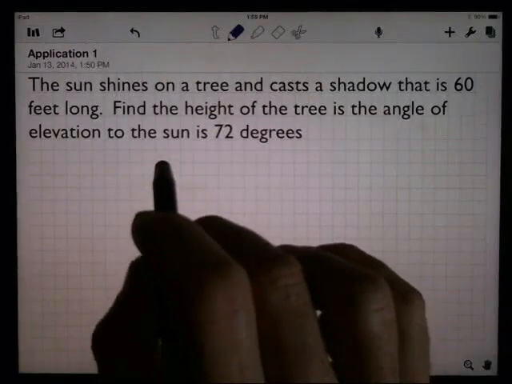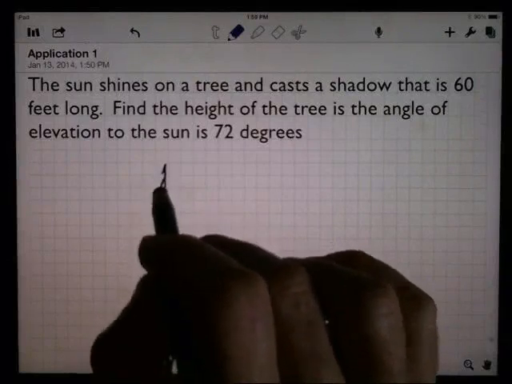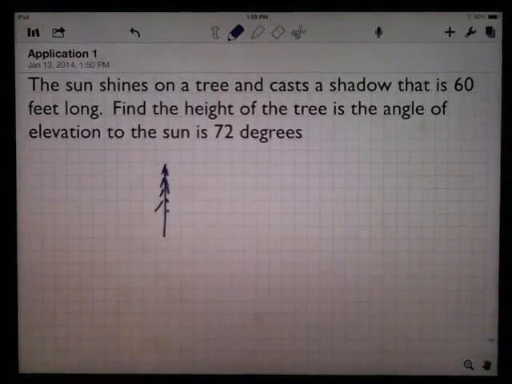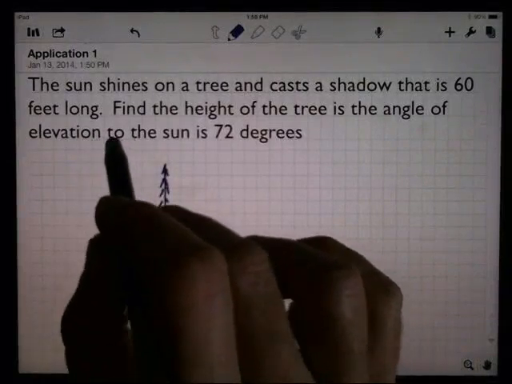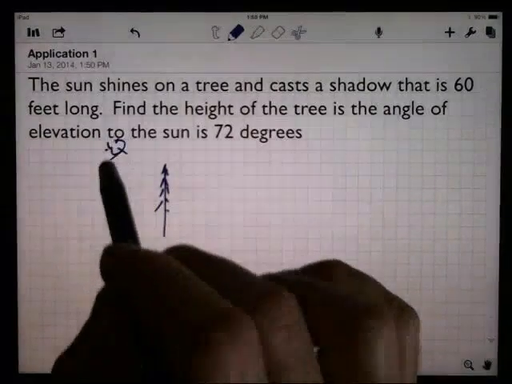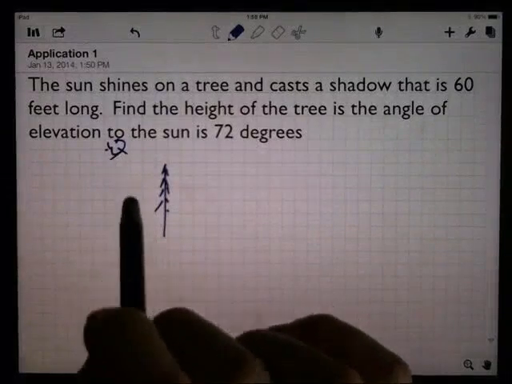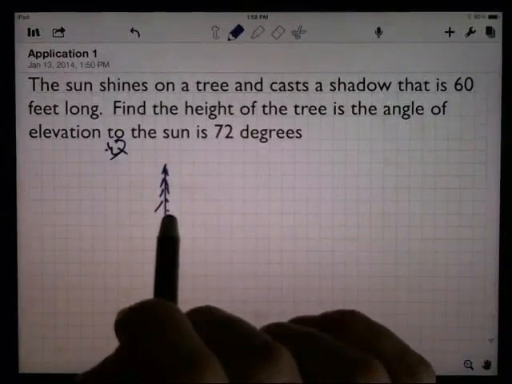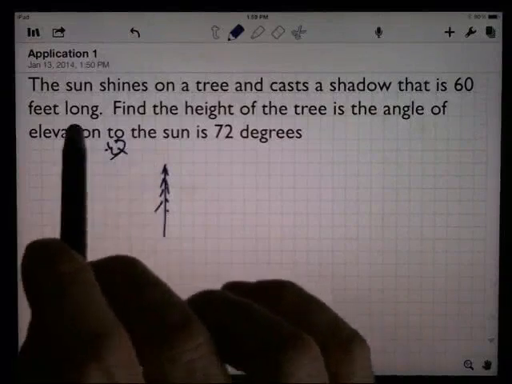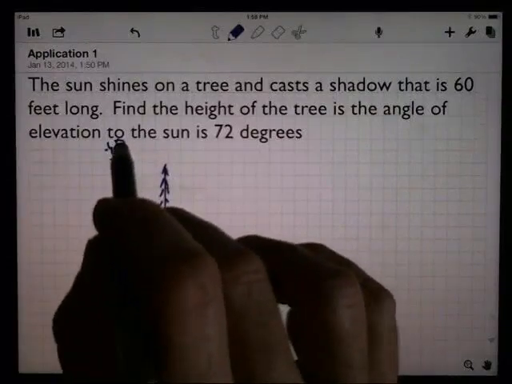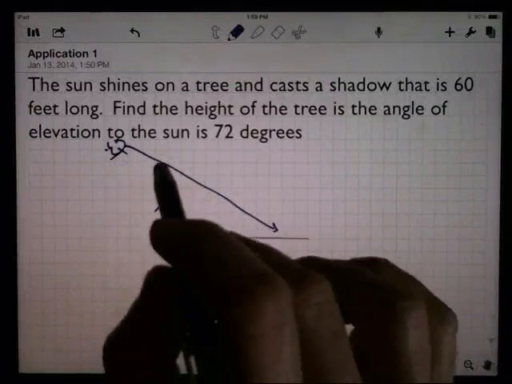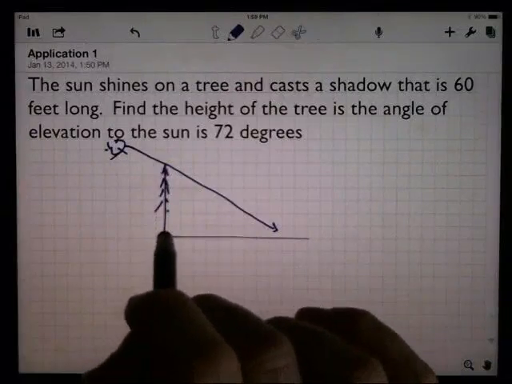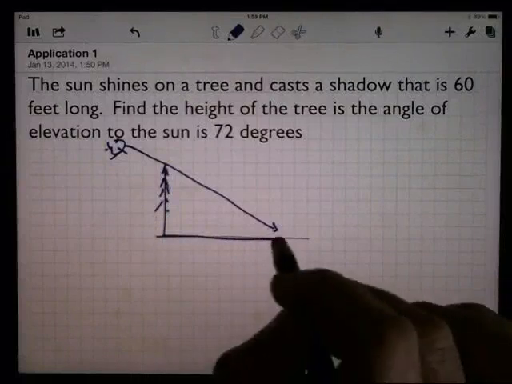So you've got a tree standing here. Not sure what kind of tree it is, but there we go. And the sun is up in the sky shining somewhere here. One thing about drawing the sun is we always draw it on the same page as the tree. However, the sun is really very, very far away. But the point is, it shines, its rays come down, and the tree will block out the sun for some stretch of ground here, and that's the shadow.